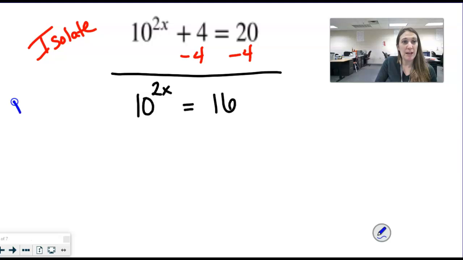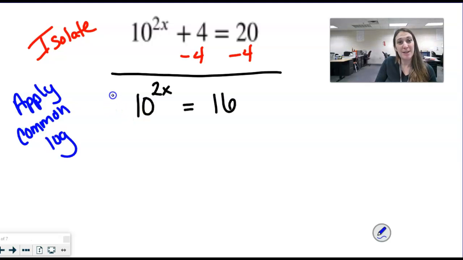And now I'm going to use the common log even though it hurts me to do it. I'm going to use the common log, apply it to both sides. All right, so common log here and common log here. Now, if you went ahead and typed the common log of 10 in your calculator, it would produce a 1, and that's why we say it cancels. So if you want to think of it that way, that's great. So right here, this cancels out to a 1.